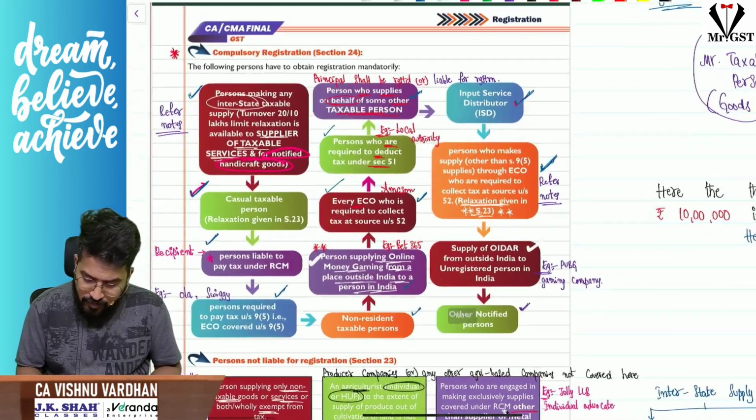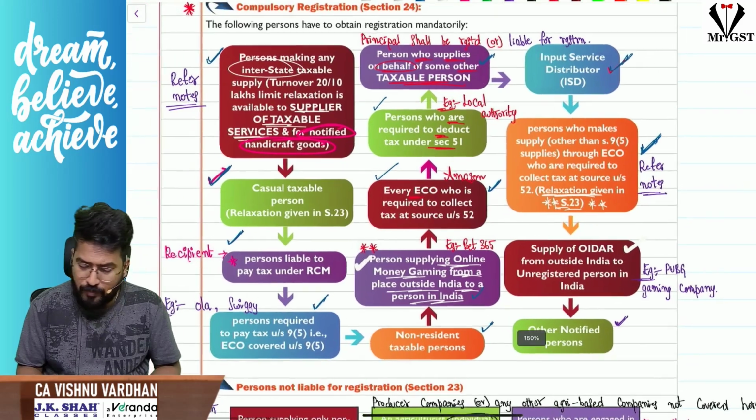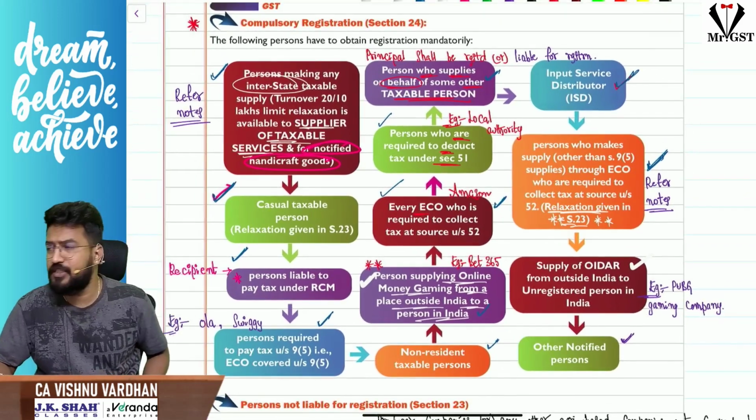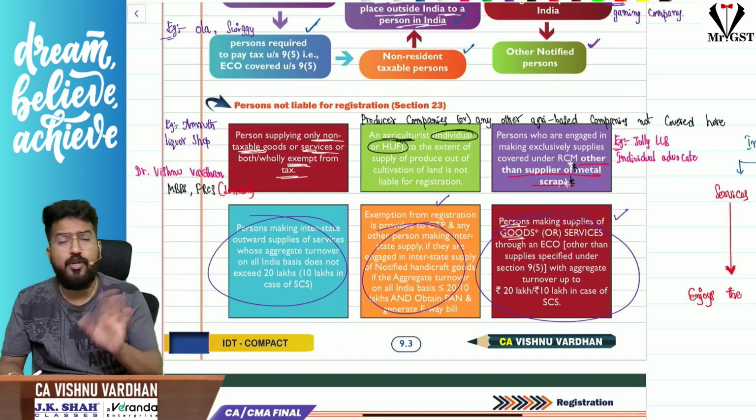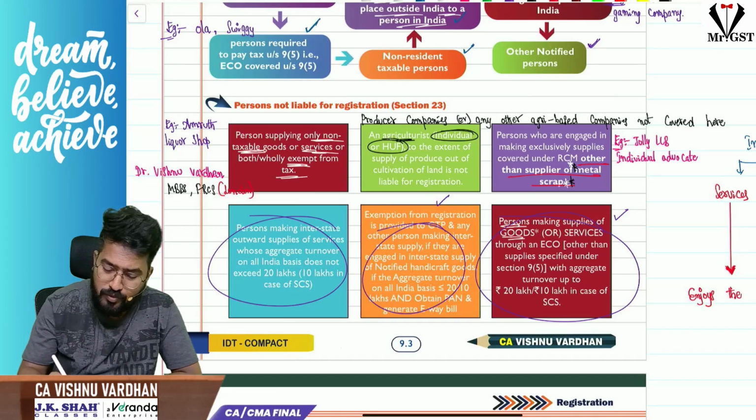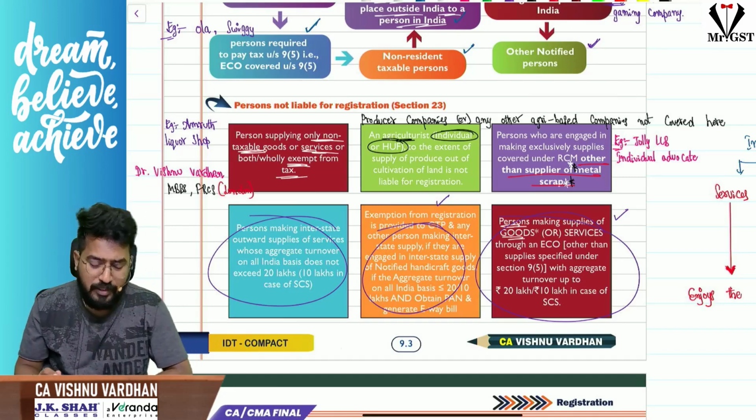So I think we are done with section 24 now. So with this we are done with section 24. So coming to the next one, section 23, persons not required to take registration. Mostly we would have done them in section 24 itself.